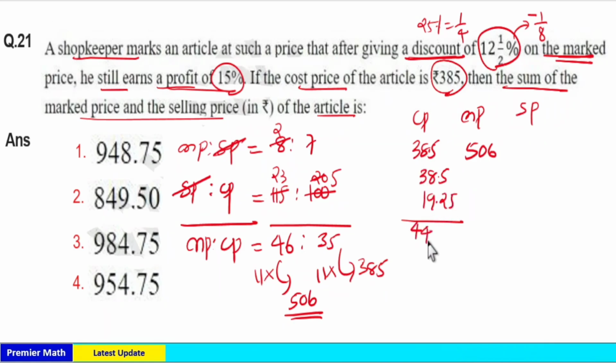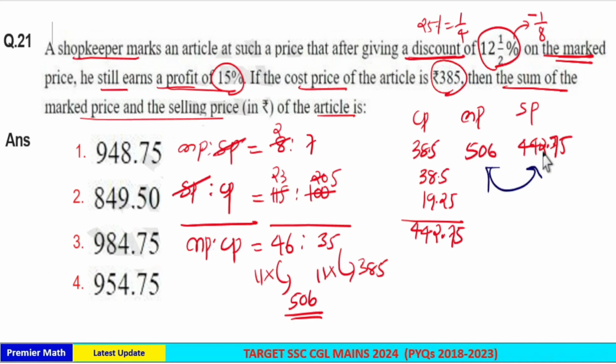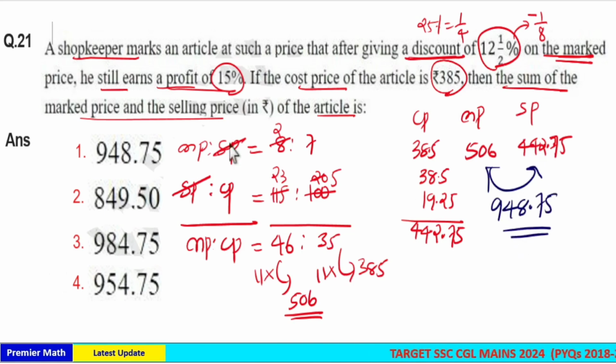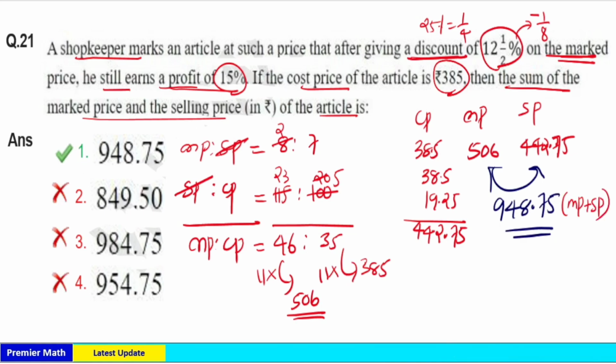442 plus 0.75. So 442.75 is the sell price here. Then we need the sum of the mark price and sell price, which here is equal to 506 plus 442.75. 506 plus 400 is 906. 906 plus 42 is 948. So remaining 0.75. Option 1 is your answer.